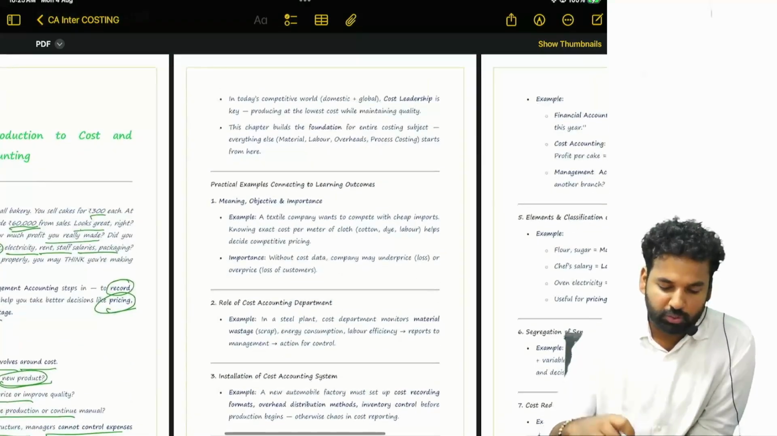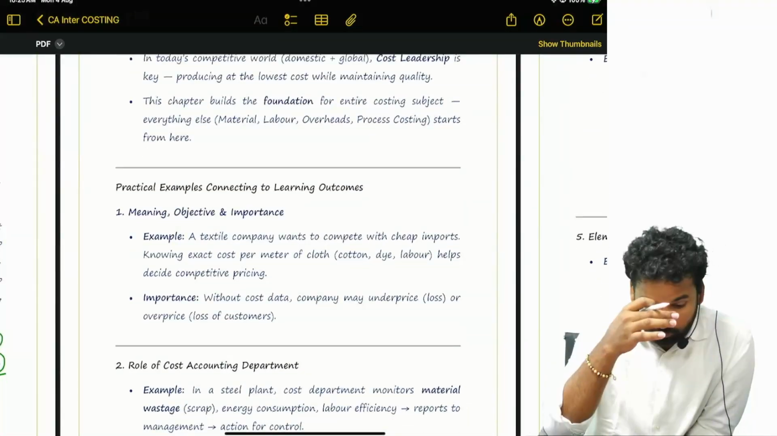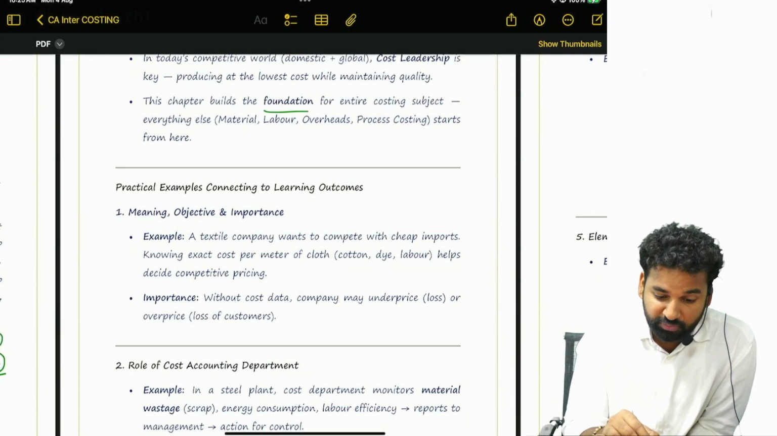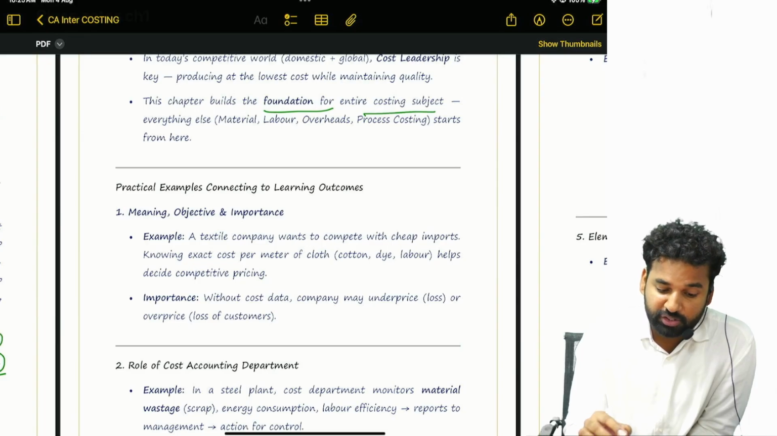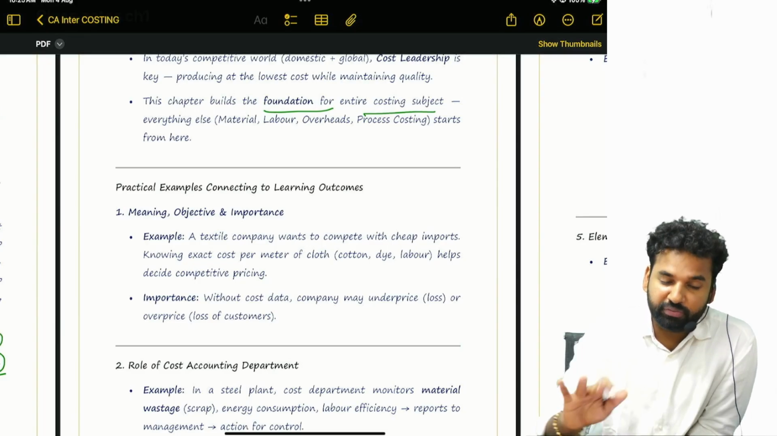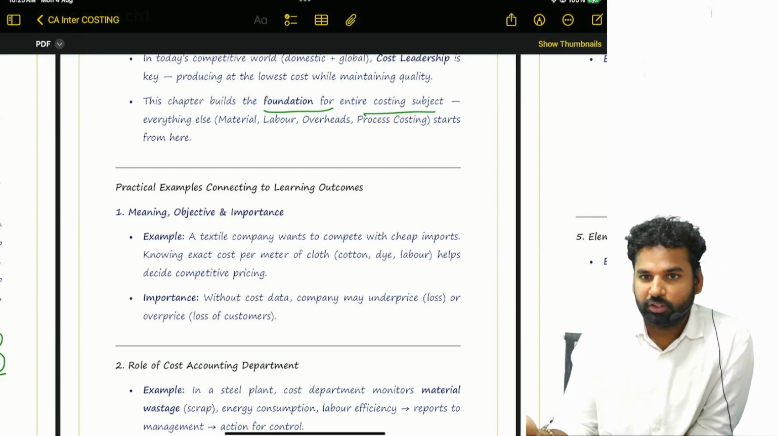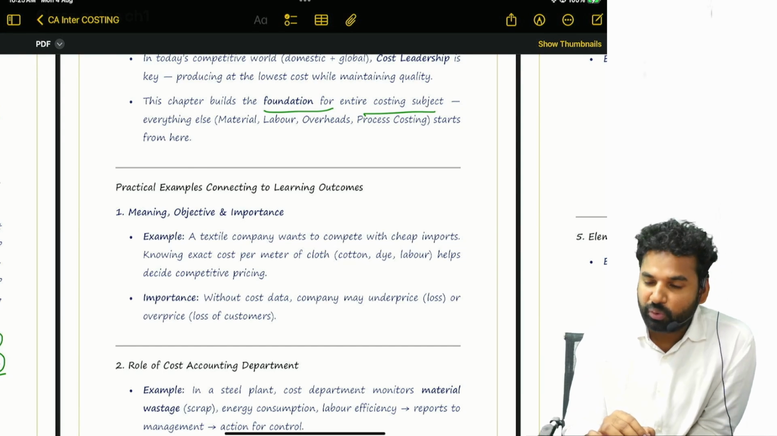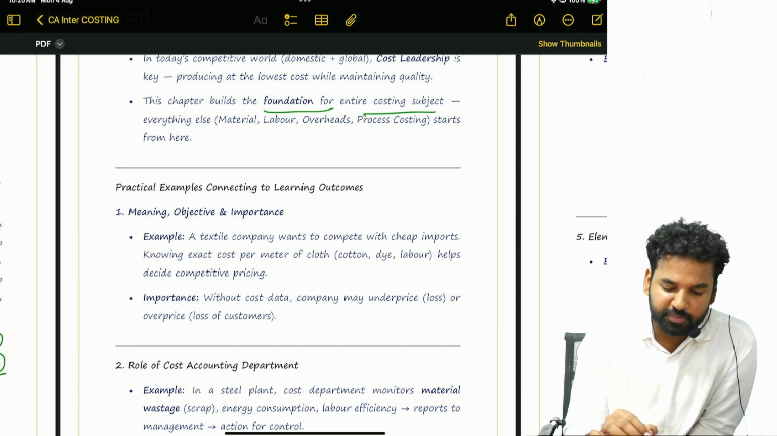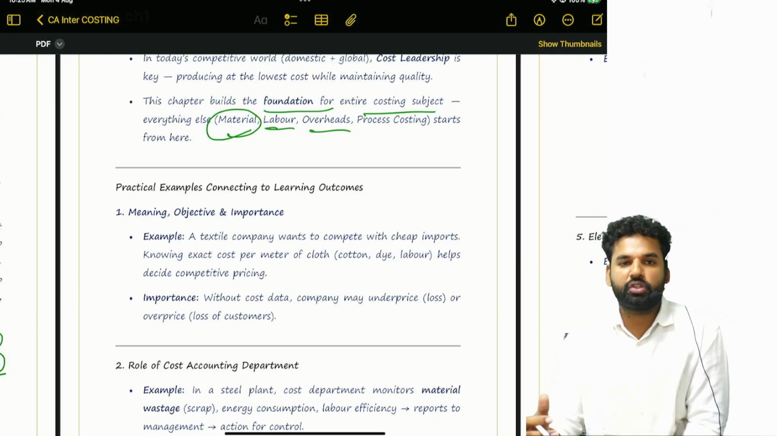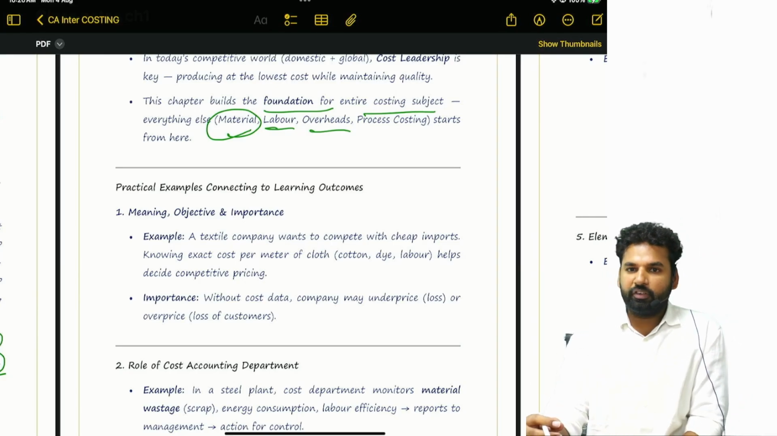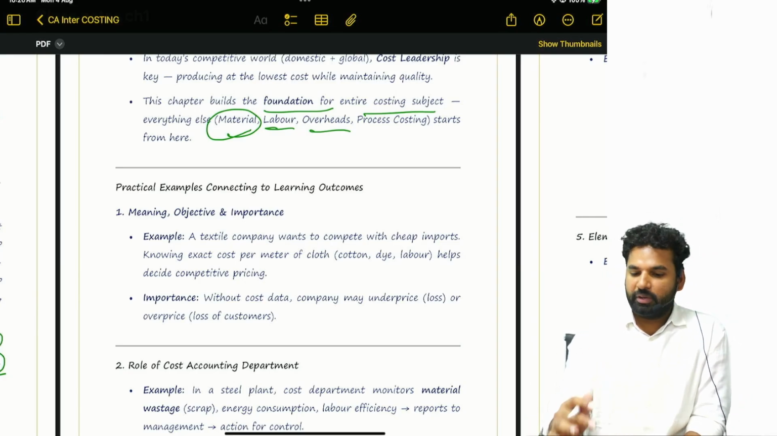Now this chapter builds the foundation for the entire costing subject. Everything else will come later on. It may be material, or labor, or overheads, or process costing, whatever it may be, it will start later only. So this is the basic fundamental chapter.